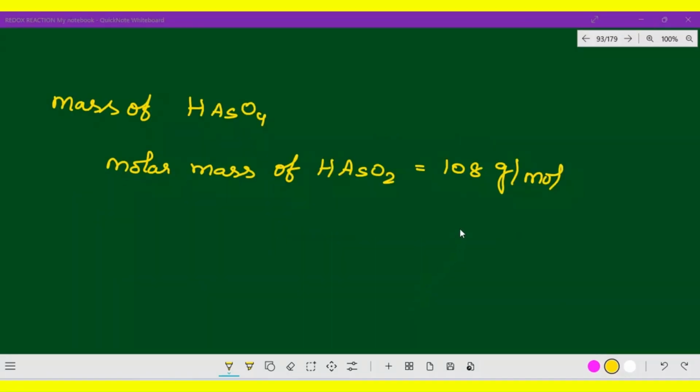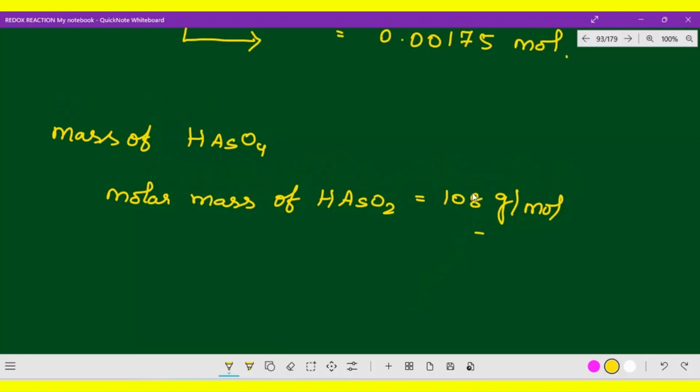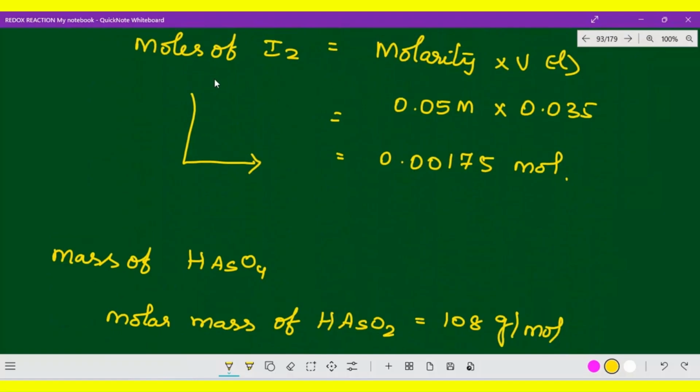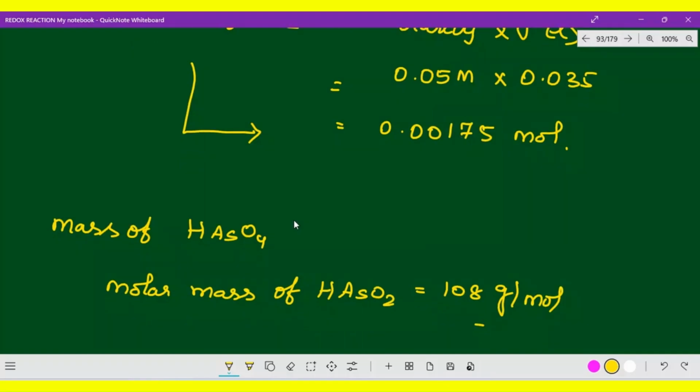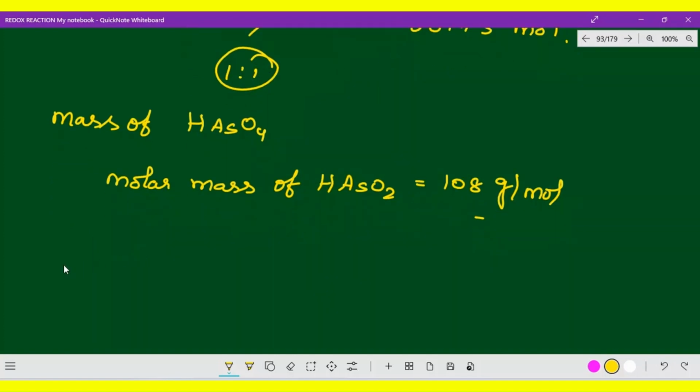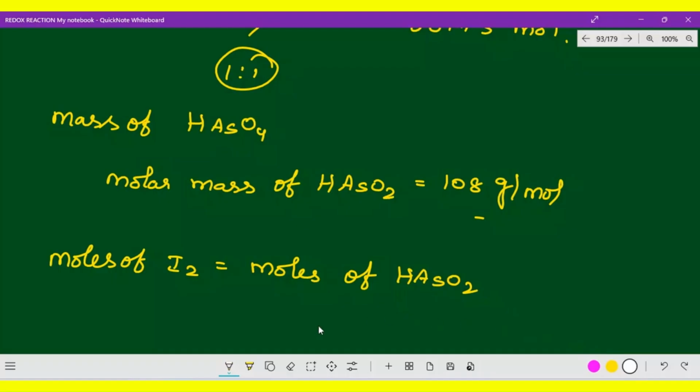Now here, in the equation what we observed, 1 mole of HAsO2 reacts with 1 mole of iodine. So that means the reaction has a 1:1 mole ratio. Moles of iodine is actually 0.00175 mole. The same thing we can identify here also, because of the 1:1 ratio. So moles of iodine is equal to moles of HAsO2.